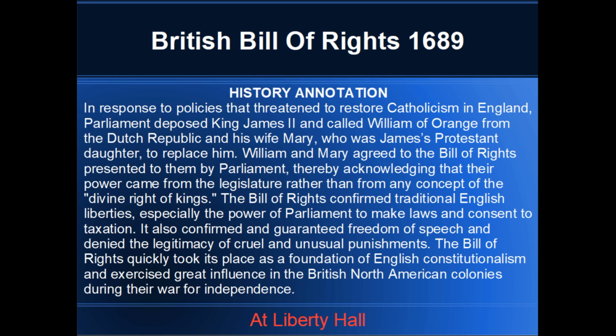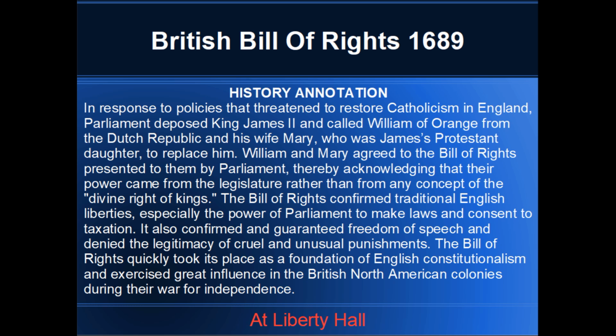History annotation. In response to policies that threatened to restore Catholicism in England, Parliament deposed King James II and called William of Orange from the Dutch Republic and his wife Mary, who was James's Protestant daughter, to replace him. William and Mary agreed to the Bill of Rights presented to them by Parliament, thereby acknowledging that their power came from the legislature, rather than from any concept of the divine right of kings.